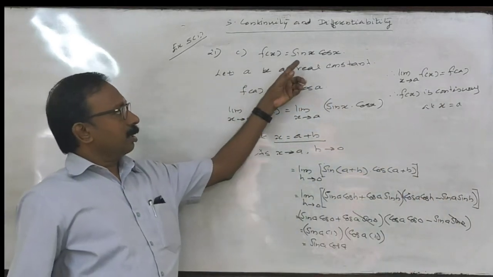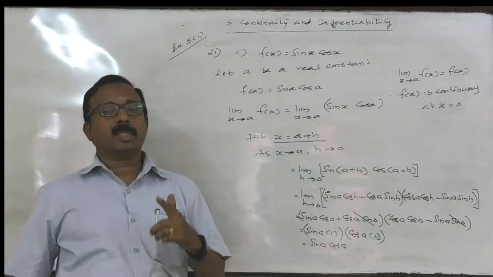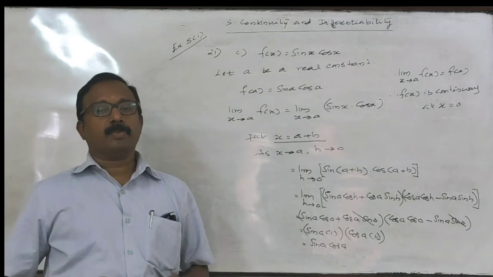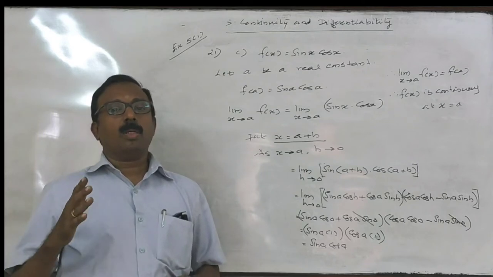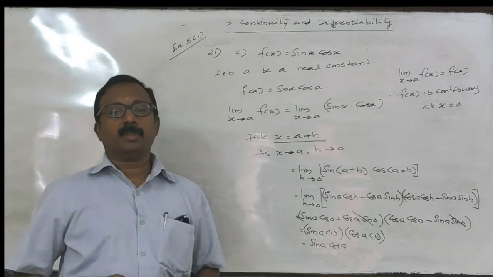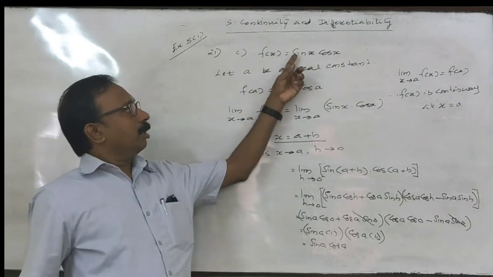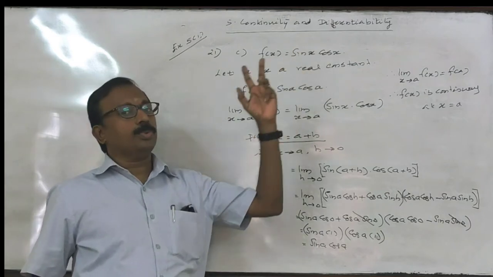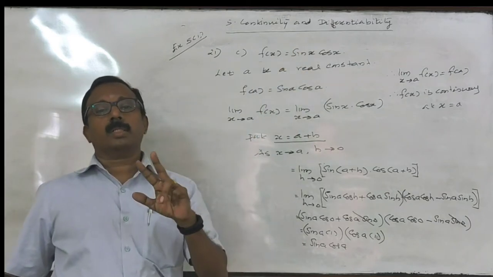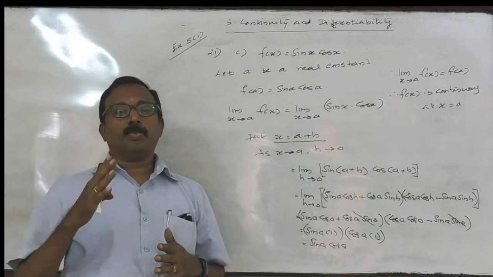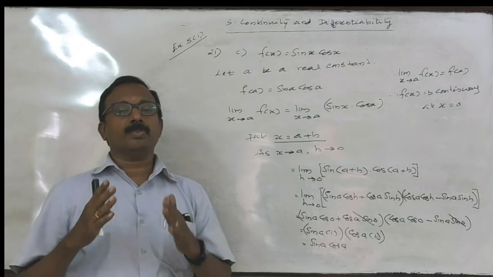Sin x and cos x are continuous. Sin x is a trigonometric function. Cos x is also a trigonometric function. We know that every trigonometric function is continuous everywhere. Sin x is a trigonometric function, cos x is a trigonometric function. Product of two continuous functions is also continuous everywhere. The same holds for f plus g, f minus g, f g.